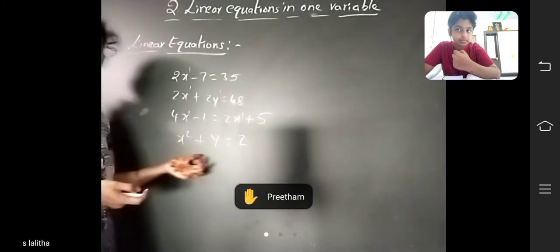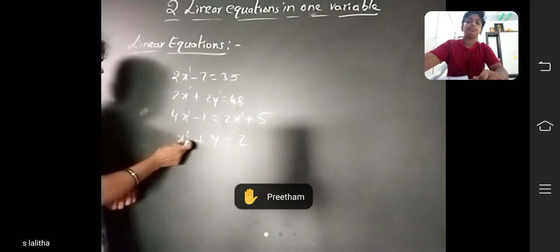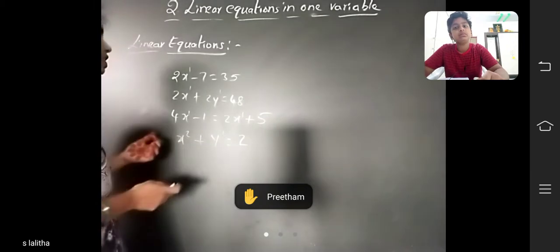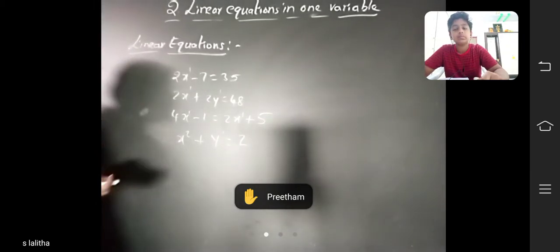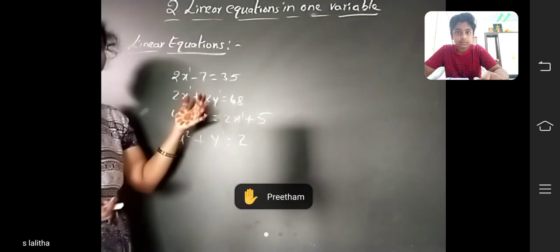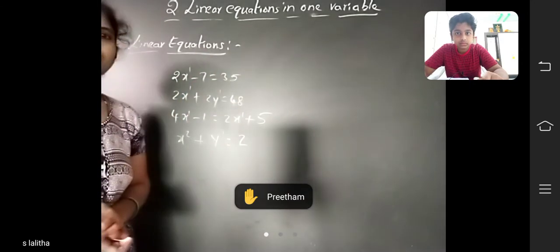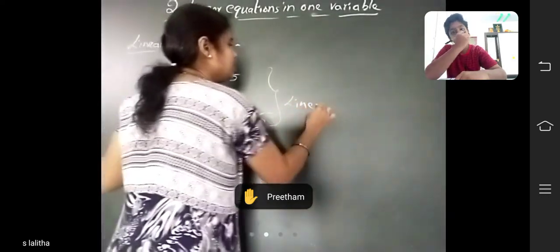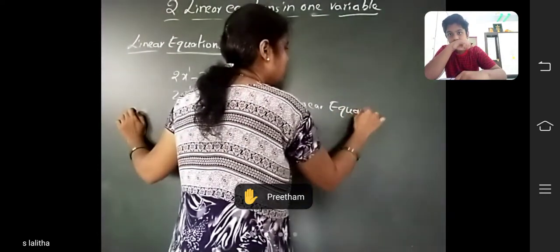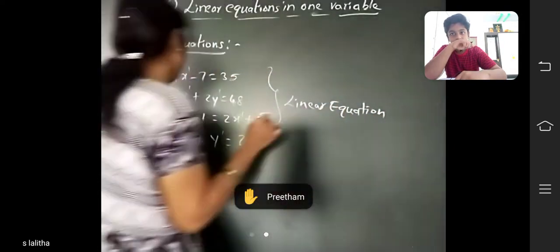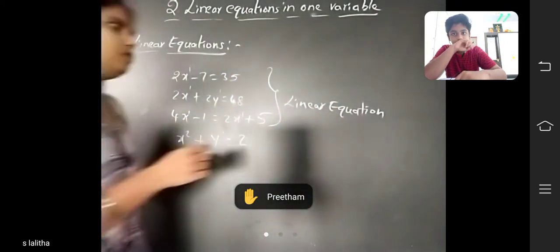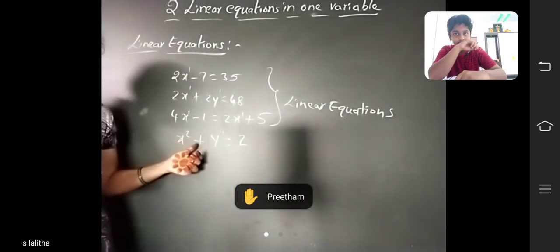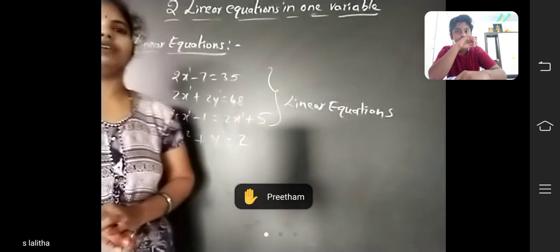Now observe the fourth equation. Here what is the degree? Here 2, here 1, so 2 is there. So this is not a linear equation. Why? Because an equation having degree 1 is called a linear equation. So these 3 equations are linear equations because the degree of the equation is 1. And the fourth one is not a linear equation because here the degree is 2. Did you understand now?